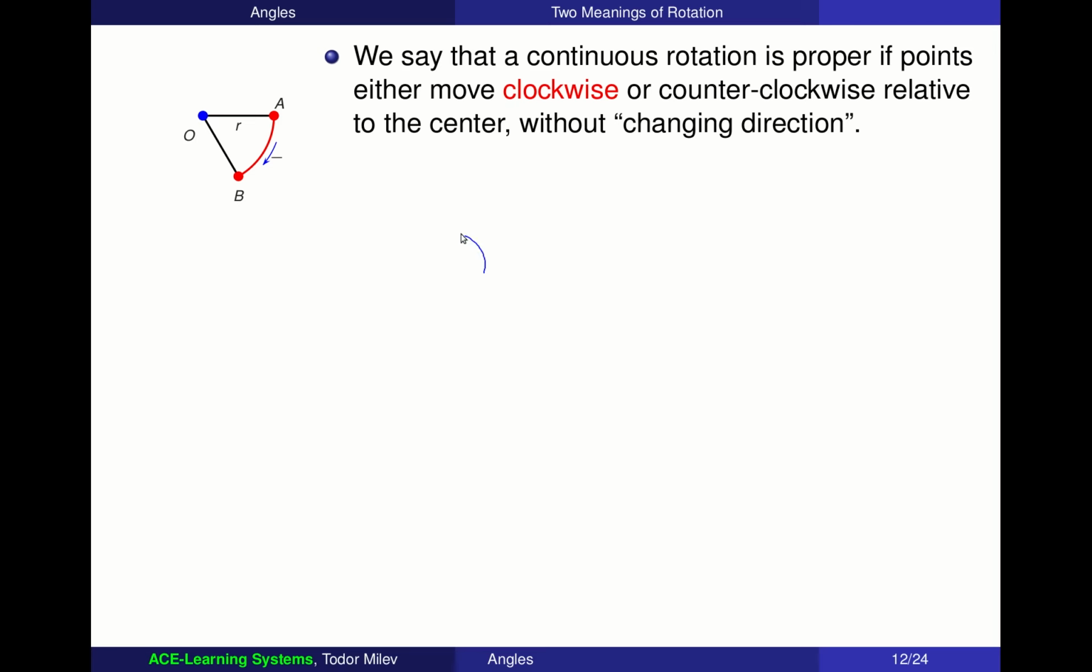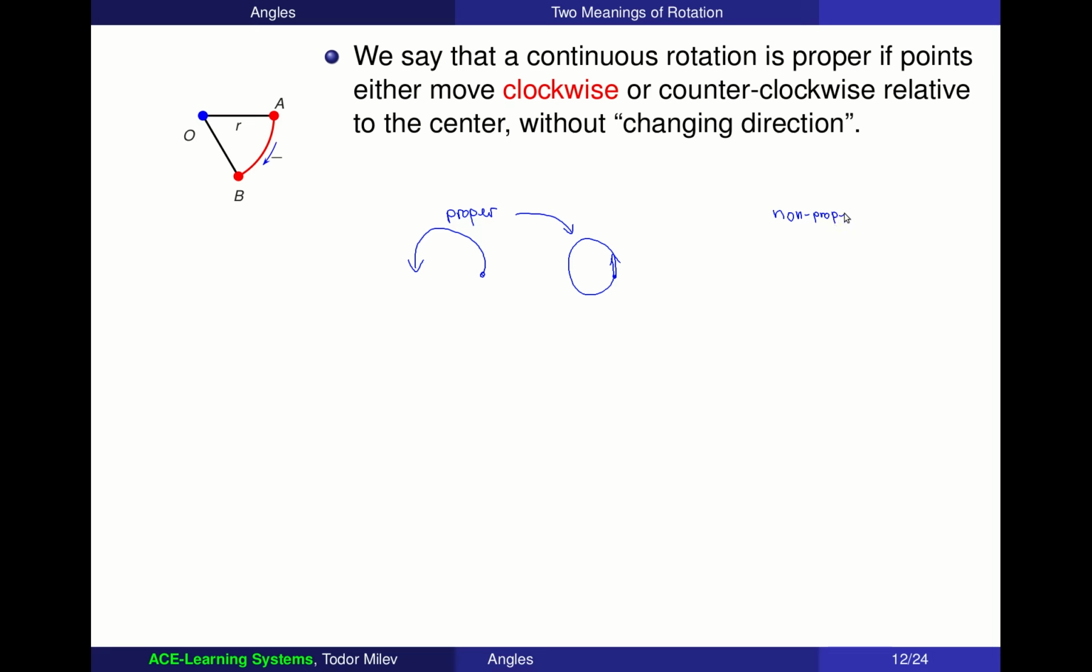Well, this would be proper rotation. So this would be proper rotation. If the trajectory of a given point was like this, that would correspond to a proper rotation. This would be proper rotation. So this would be proper as well. You can see a point made a full circle and then backtracked a bit onto itself, but without ever changing direction. And this would be non-proper rotation.